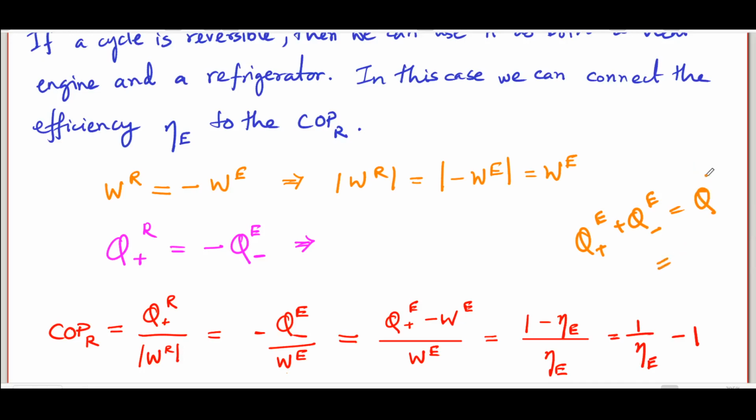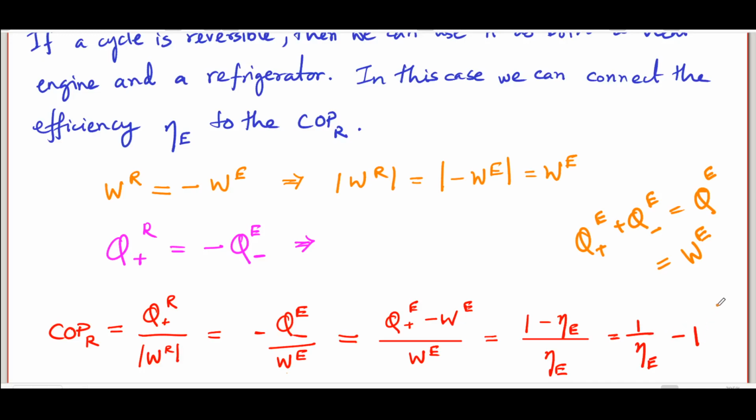That's the total heat absorbed by the engine, or WE. So minus Q minus E, this quantity sitting here, is actually Q plus E minus WE. You just have to bring the WE to this side and move the Q minus E to the other side. And then you end up with this expression, and dividing both the numerator and the denominator by Q plus E immediately gives me 1 minus eta E by eta E, or what is the same thing, 1 over eta E minus 1.